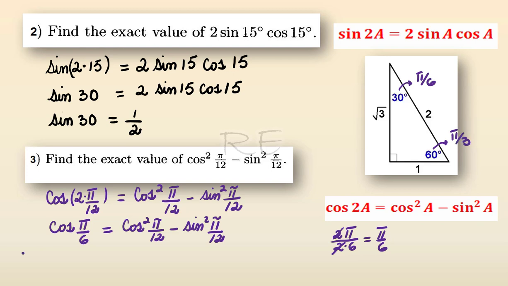Now, cosine pi over 6 is adjacent over hypotenuse. The adjacent side is square root of 3 over the hypotenuse, which is 2.